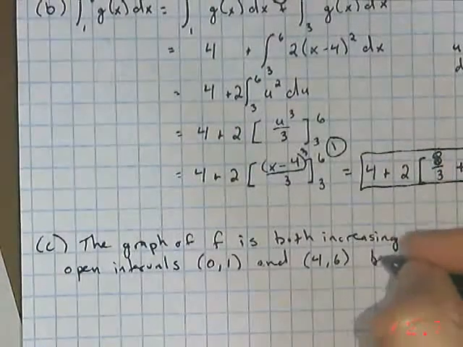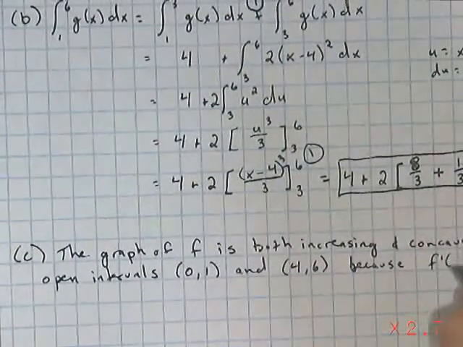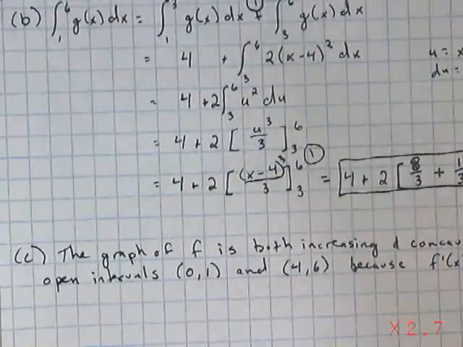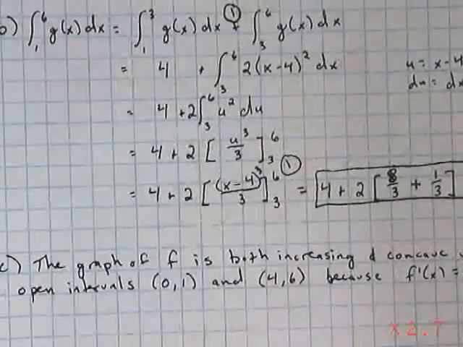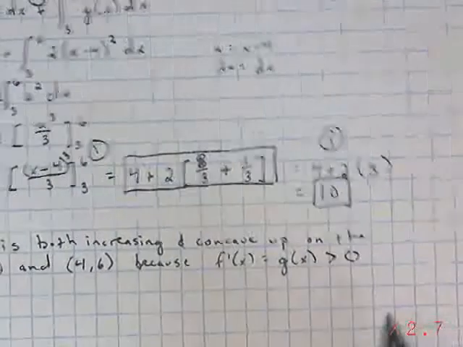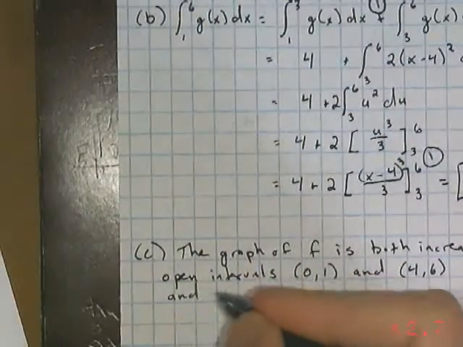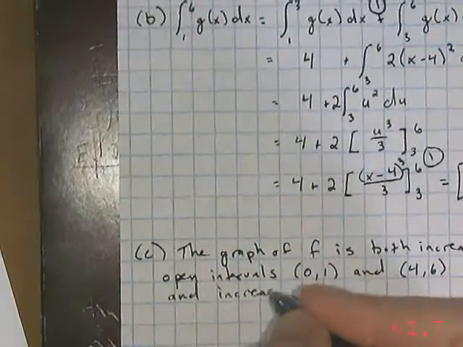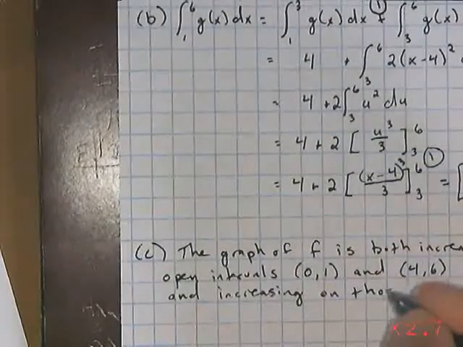Because f prime of x, which is equal to g of x, is greater than 0 and increasing on those intervals.